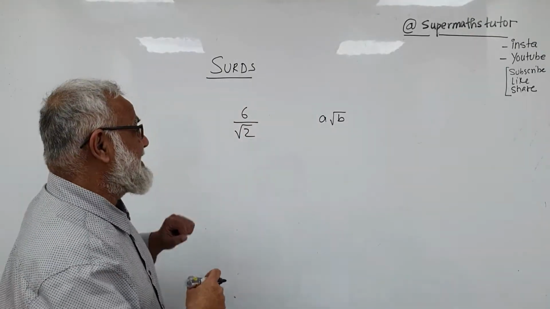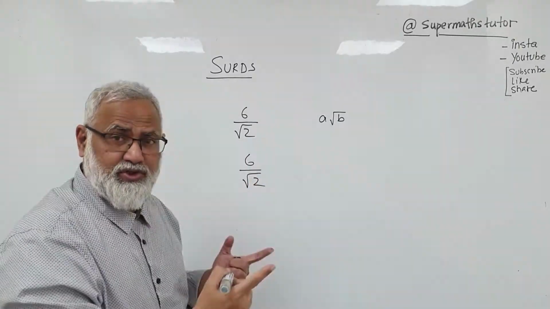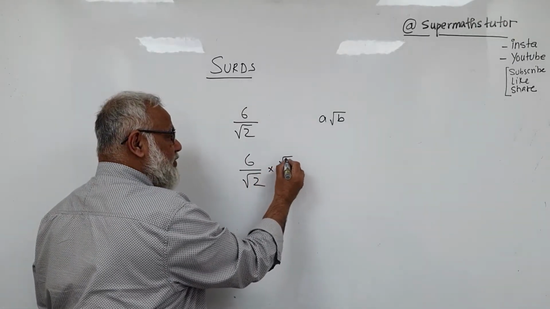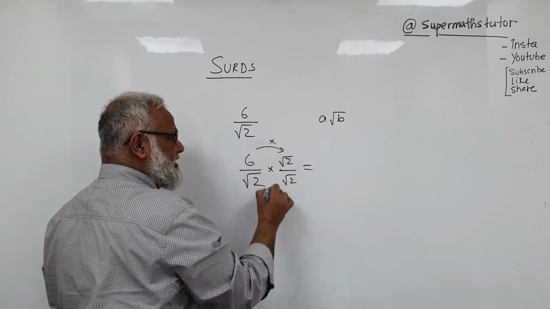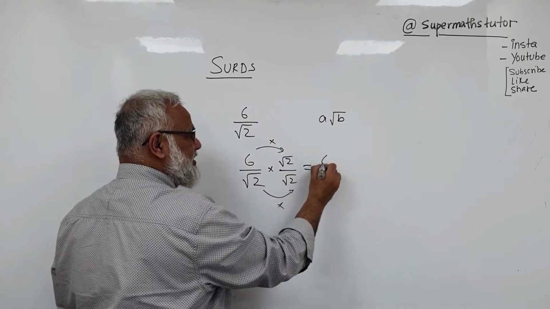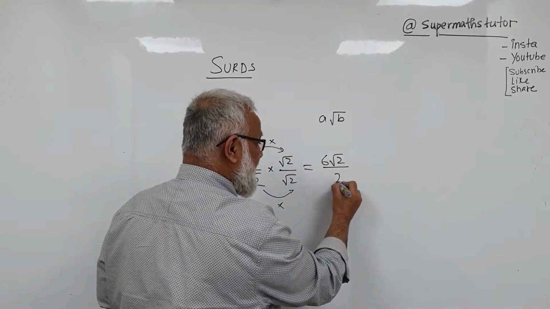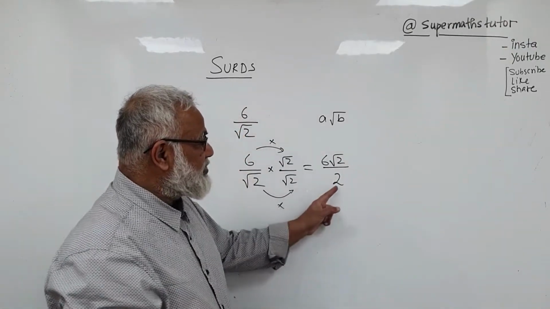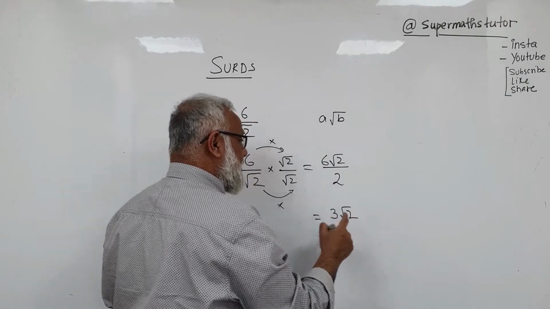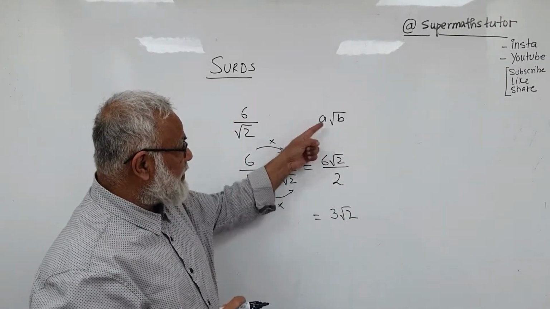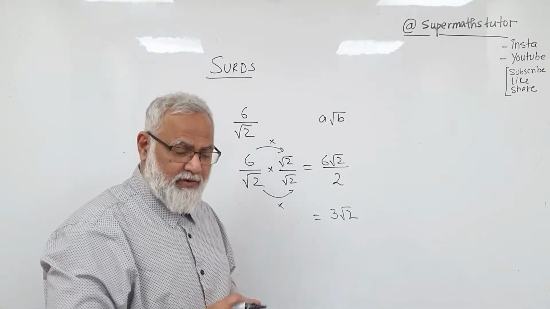So let's see. What will you do first? You look at the denominator, which is root 2. So you multiply by root 2 over root 2, times the top and times the bottom. So 6 root 2 divided by root 2 times root 2 is 2. You simplify. How many 2 goes into 6? 3. So 3 root 2. That is the answer. If you match this one, a is 3 and b is 2. So that is in the form a root b.